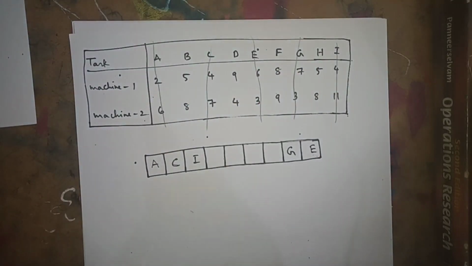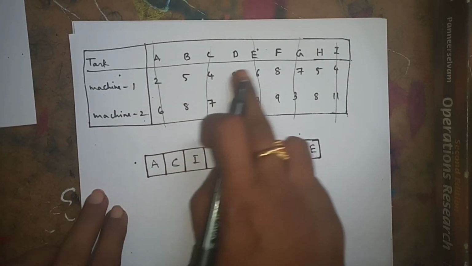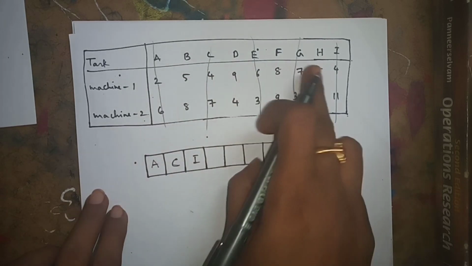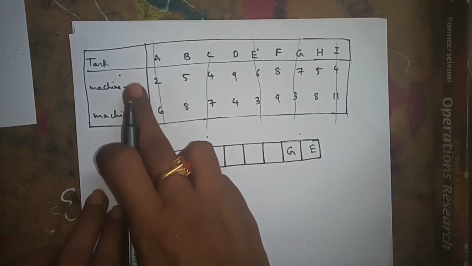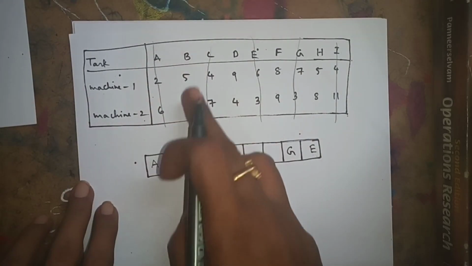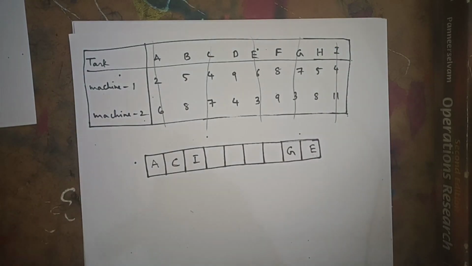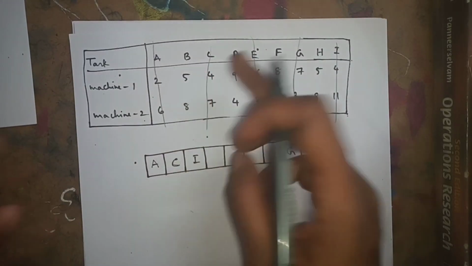5 occurs how many times? 2 times. That's why 5 occurs 2 times on machine 1, so we have to write left to right. For B, below 5, 8 is there. Here also below 5, 8 is there. That means you can write either B or H.